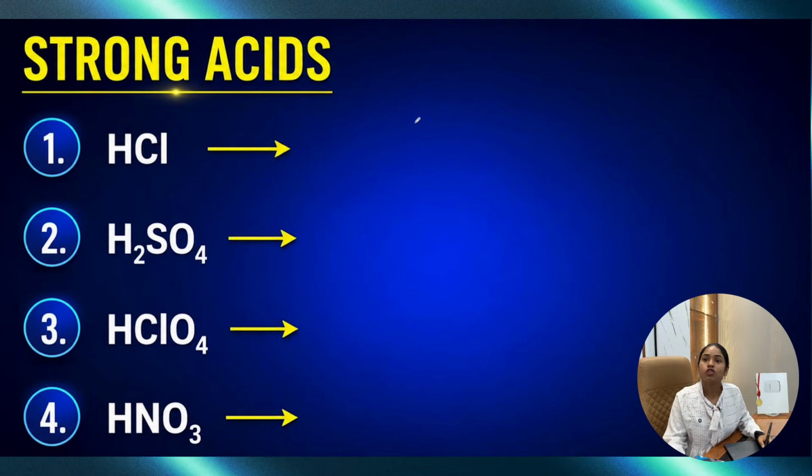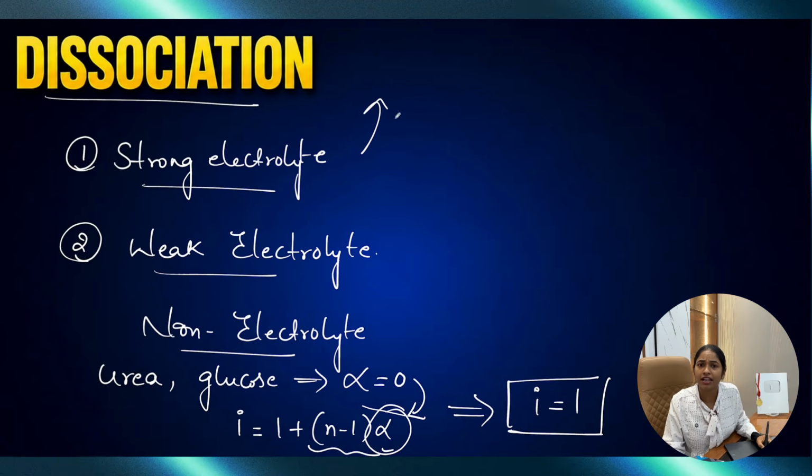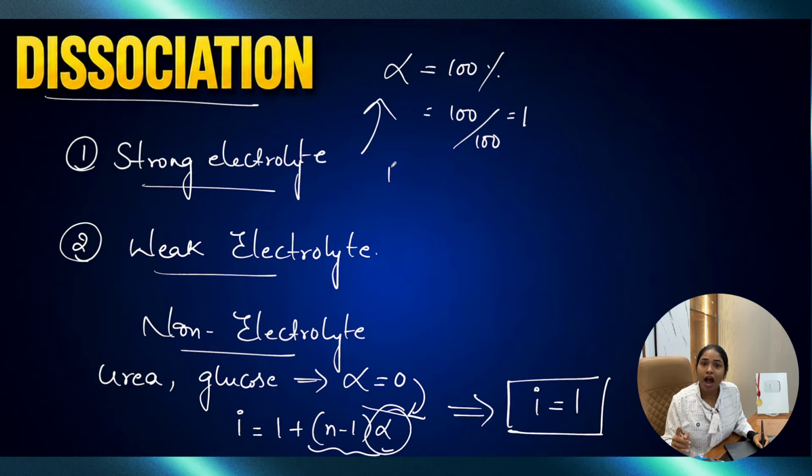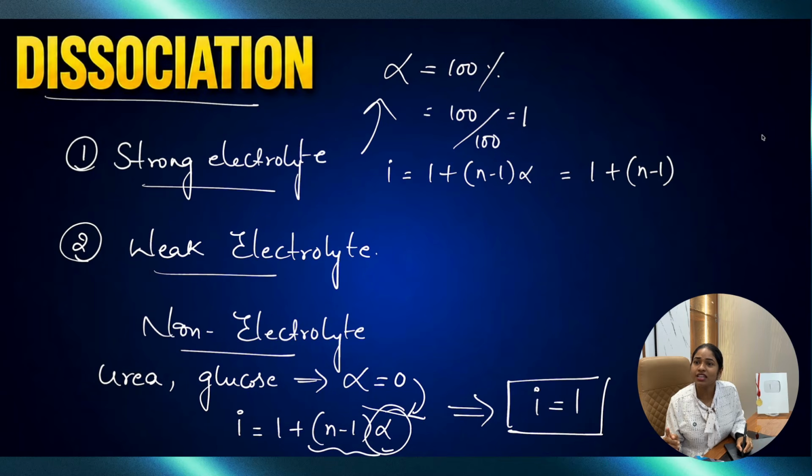Coming to the strong electrolytes and weak electrolytes, how to calculate? For example, strong electrolytes like strong acids and strong bases. A strong electrolyte means the substance will undergo 100% dissociation. 100% means 100 by 100, which means 1. So, i is equal to 1 plus (n minus 1) into alpha. Now, the alpha value is 1.